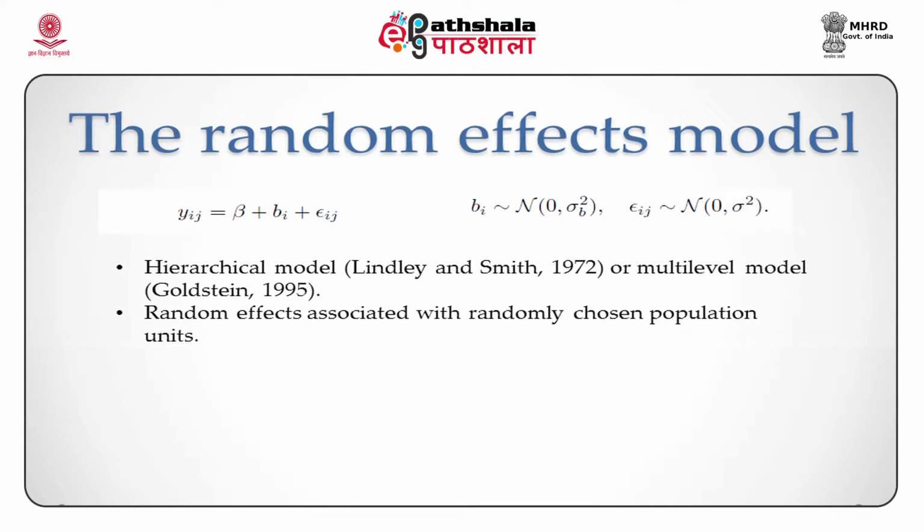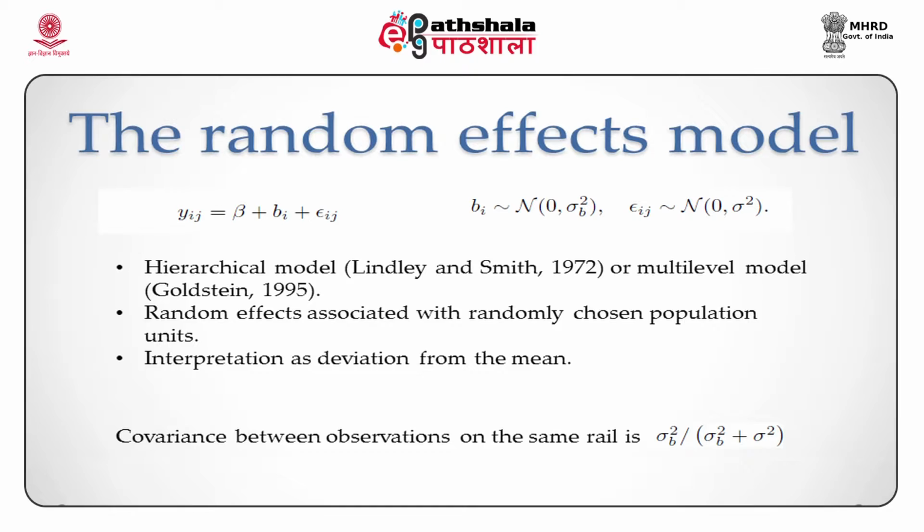The way the random effects have been parametrized, instead of beta_i, we are writing it as beta plus b_i, which means that beta can be interpreted as the overall mean and b_i is the deviation from the overall mean for the ith rail. It is quite common to parameterize a random effect as a deviation from the mean, and that is why we assume that the deviations are normally distributed and that the mean of these random effects can be assumed to be 0.